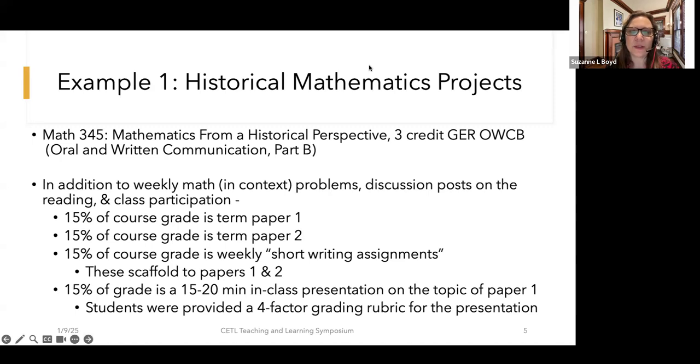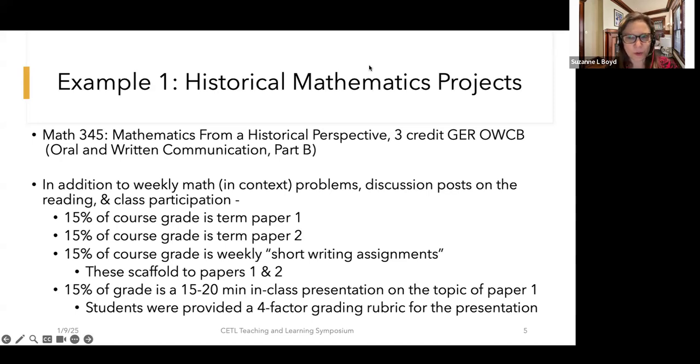But what I do is, each of those term papers is 15% of the grade, but another 15% is that I give them short writing assignments every week to help them build up to be able to turn in this term paper. And so there are short writing assignments that scaffold directly into papers 1 and 2.